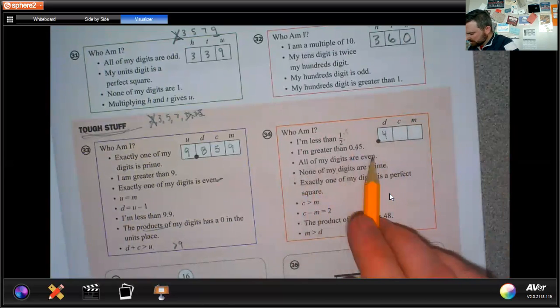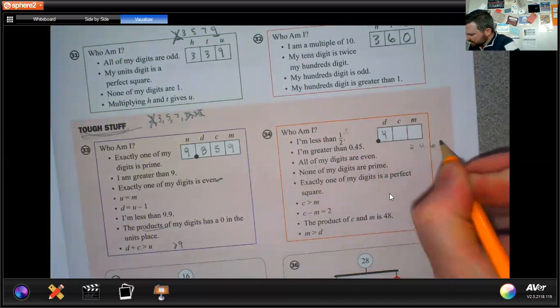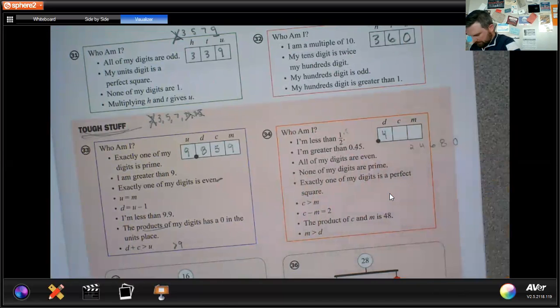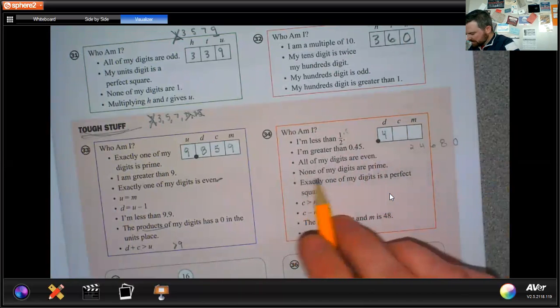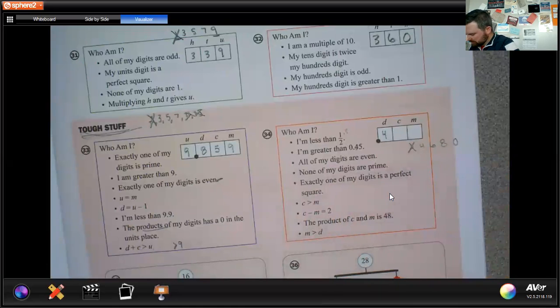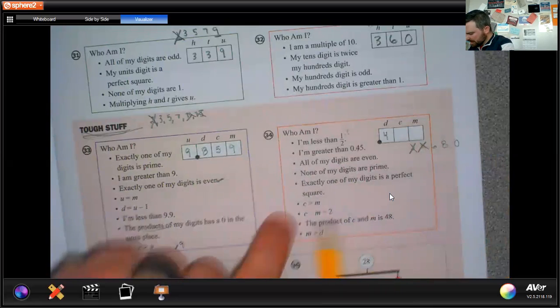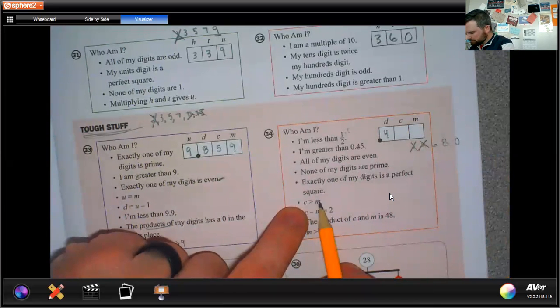All of my digits are even. So 2, 4, 6, 8, 0. None of my digits are prime. Okay, 2 was a prime number, so it's not a 2. Exactly one of my digits is a perfect square. Okay, so I used 4. 4 is a perfect square. C is bigger than M.